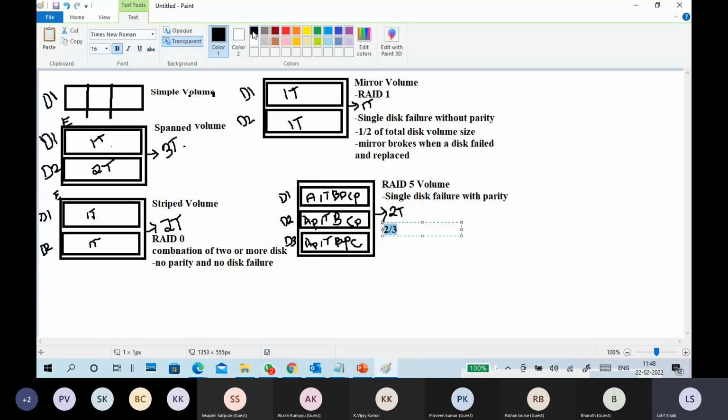Two by third of total disk size. Okay, 2 by third we are getting 1 terabyte, 1 terabyte, 1 terabyte. We got 2 terabytes. Single disk failure with parity.